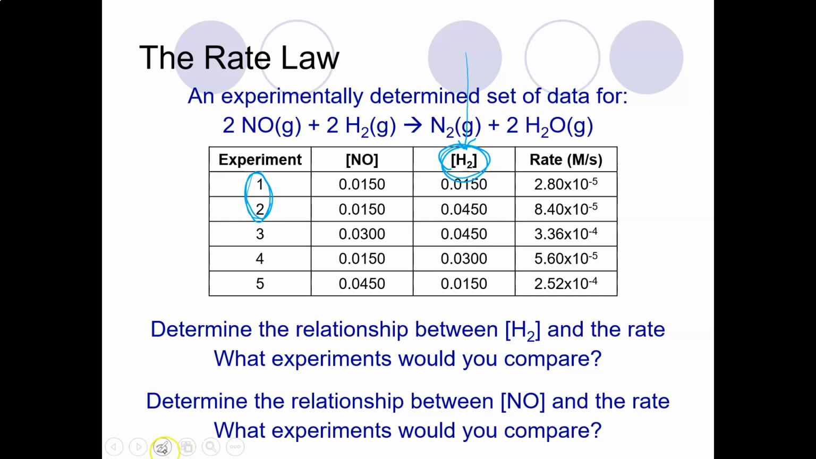So actually before we go on, I want to do it for nitrogen monoxide as well. When we're looking at nitrogen monoxide, I want to pick which 2 experiments I should look at when I'm comparing nitrogen monoxide. In that case, I'm looking for NO's number to change and hydrogen's number to stay the same. Well, it looks like I could do 2 and 3 or 1 and 5. Okay, either one of those are going to work.